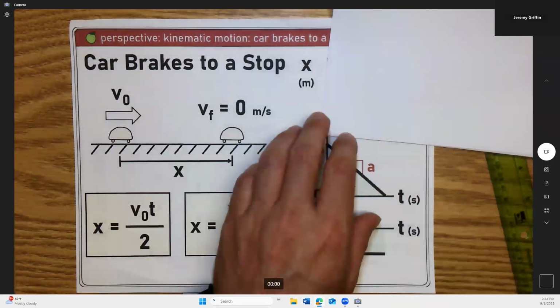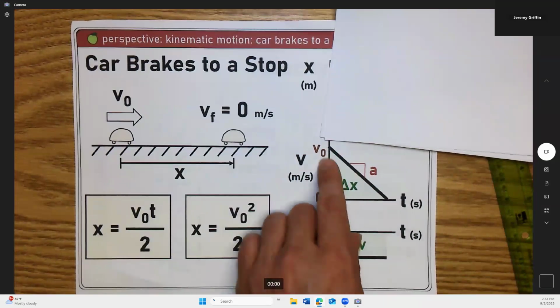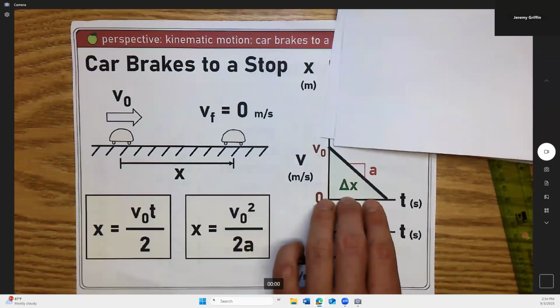Okay. How about this? You guys remember? I've got labeled here that the displacement is the area under a v versus t graph. Suppose I break this apart into like 3 time intervals.